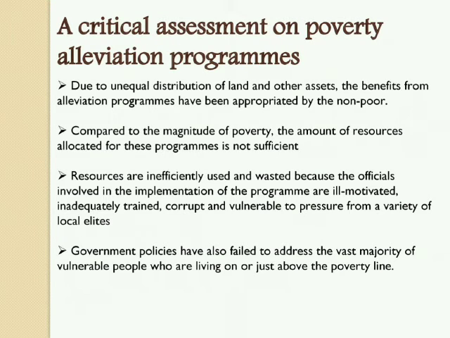Due to unequal distribution of land and other assets, the benefit from alleviation programs has been appropriated by the non-poor. Compared to the magnitude of poverty, the amount of resources allocated for these programs is insufficient. Resources are inefficiently used and wasted because the officials involved in the implementation of programs were ill-motivated, inadequately trained, corrupt and vulnerable to pressure from a variety of local entities.